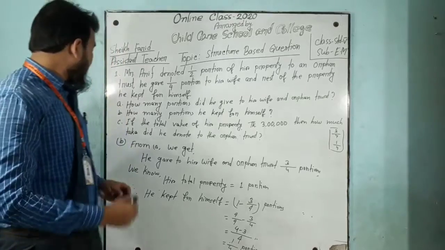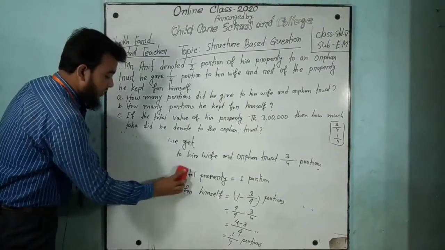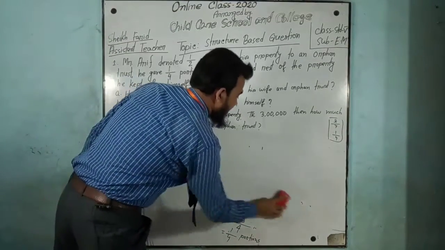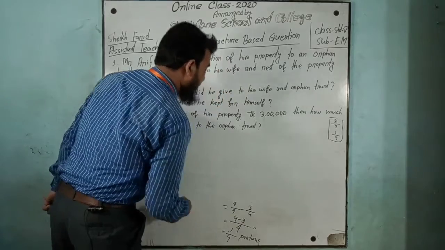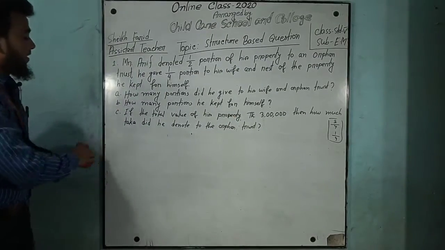Okay, now we have to clean the board again. So from B we get this. He kept for himself 1/4 portion. Now look, we have to finish C.